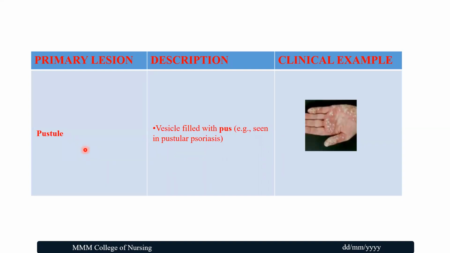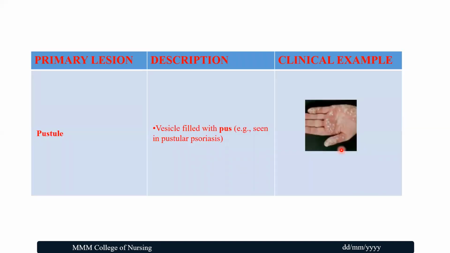Next is pustule. What is pustule? As the name indicates, it is a vesicle which is filled with the pus within it. So this is seen in the pustular psoriasis. This is an example of pustular psoriasis. You could see the pus inside, and then this is a complete psoriasis.